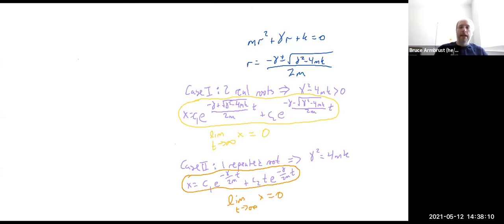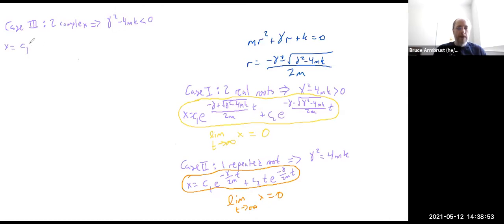But let's actually work it out. So here's going to be case number 3, where we get the 2 complex roots. This, of course, is going to happen when gamma squared minus 4mk is less than 0. So this gamma squared minus 4mk matters a lot in terms of what it's going to look like, right? If it's greater than 0, equal to 0, or less than 0.